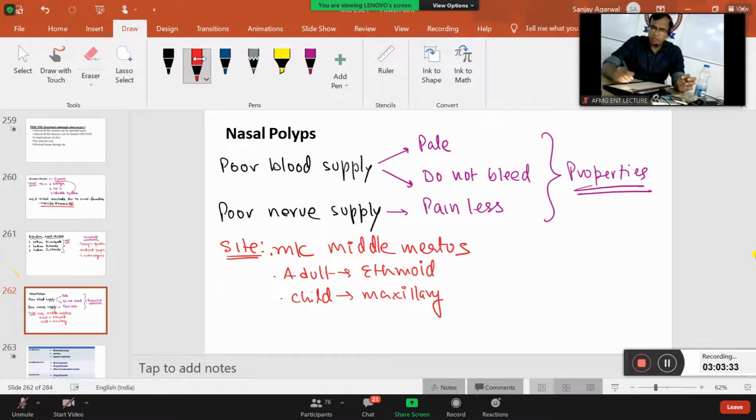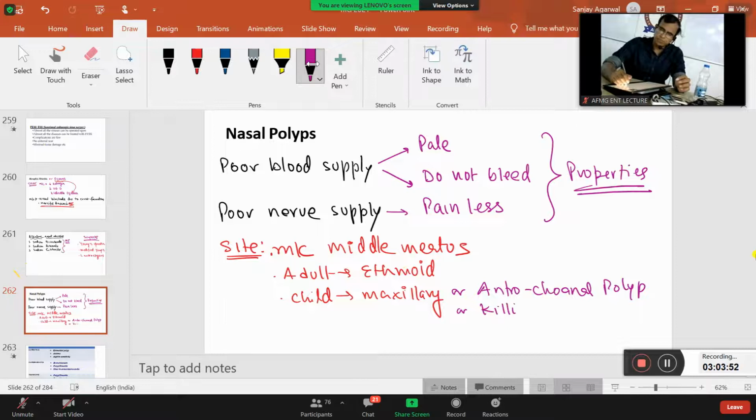Maxillary polyp has two more names. What is the other name for maxilla? Maxilla is called antrum. Remember? So it's called antrochoanal polyp. It is also called Killian's polyp. They are the same thing. Maxillary polyp, antrochoanal polyp, Killian's polyp, they are the same thing.